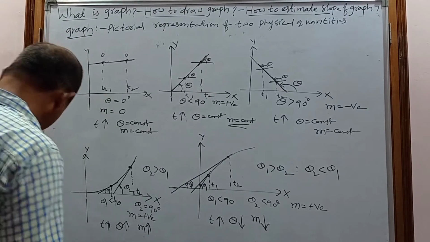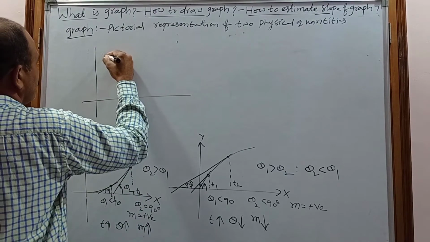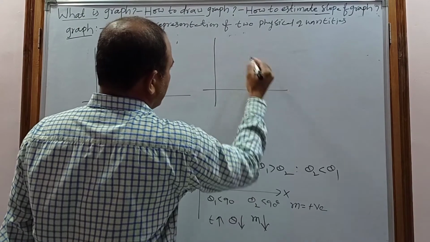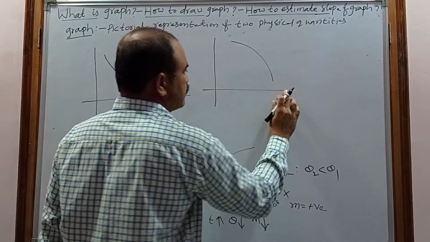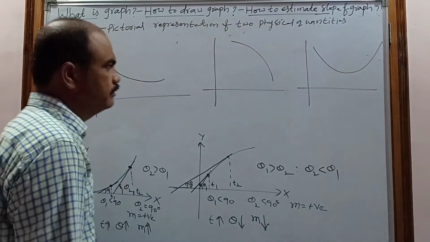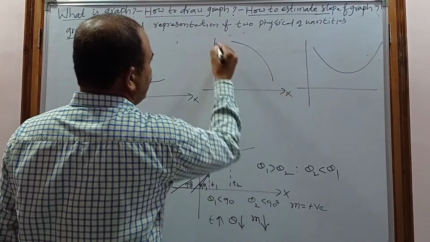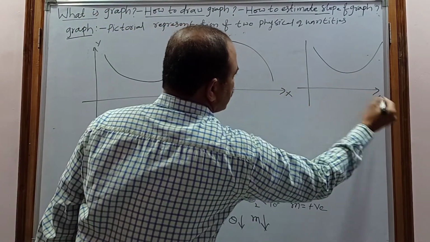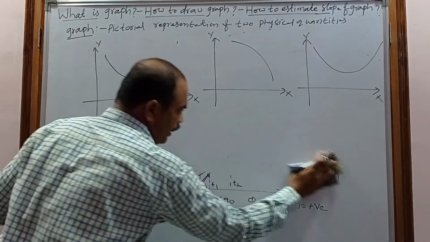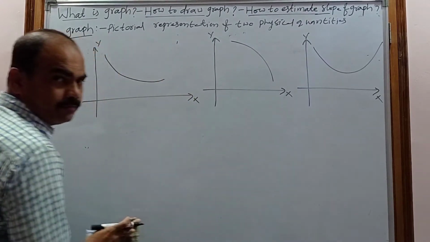And now coming to the next case: if the graph will be like this, how can we estimate? If the graph will be like this, and next one, if the graph will be like this, and next one, if the graph will be like this. So this is the x-axis and y-axis. How can you estimate the slope? And how can you check whether the slope is increasing or decreasing with respect to time?